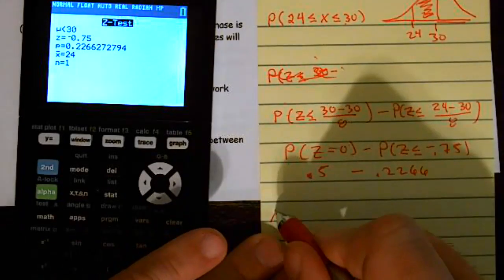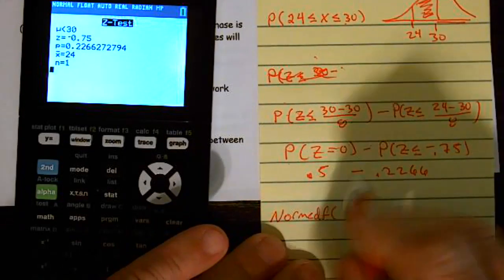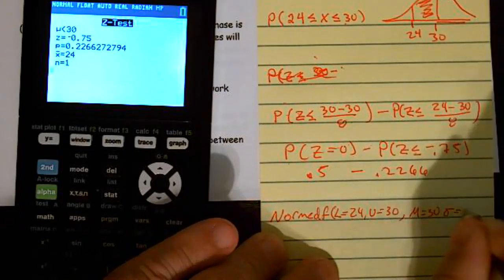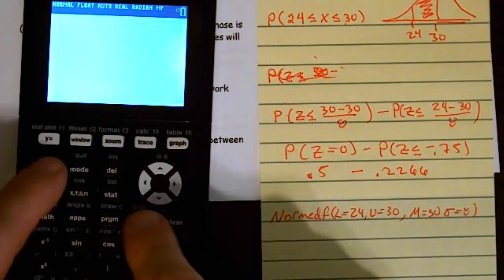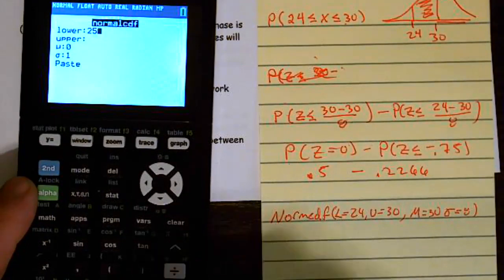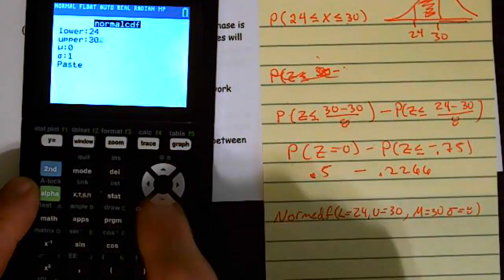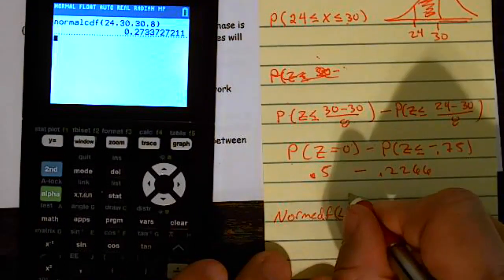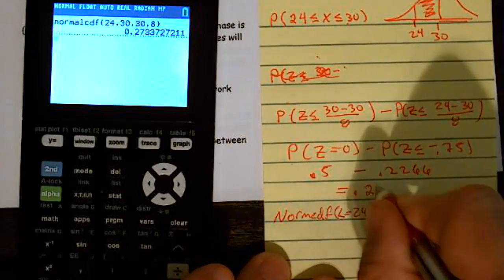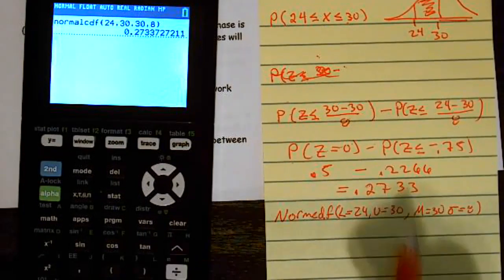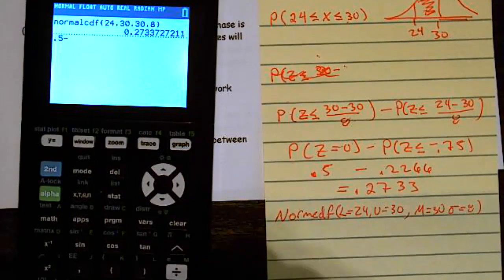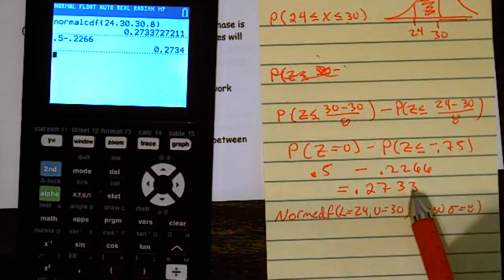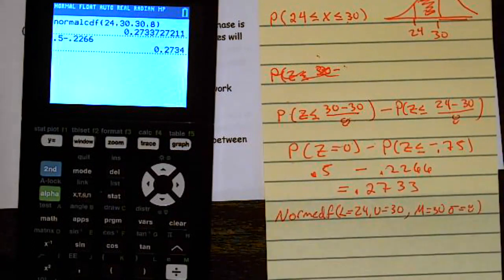Now we need our norm CDF statement. Norm CDF, lower bound equals 24, upper bound is 30, mean is 30, and our standard deviation is 8. So second vars, norm CDF. Technically, I'm already done, but lower bound 24, upper bound 30, mean of 30, standard deviation of 8. And we get 0.2733. So that's what I got from the norm CDF. If I check myself, 0.5 minus 0.2266 is 0.2734, so we're only off by about 1/10,000, not bad.